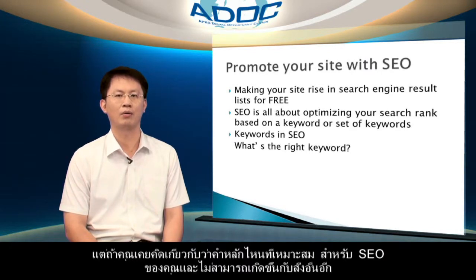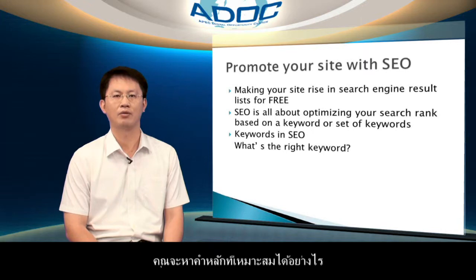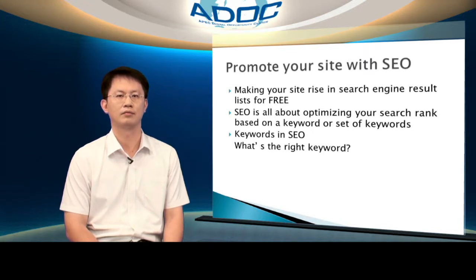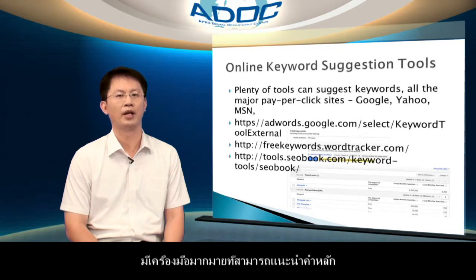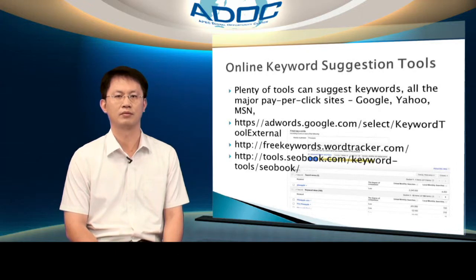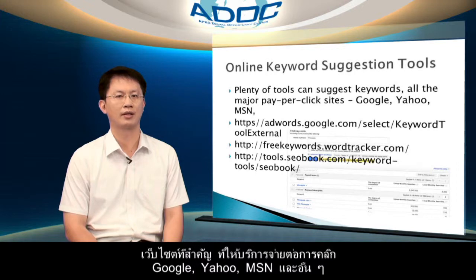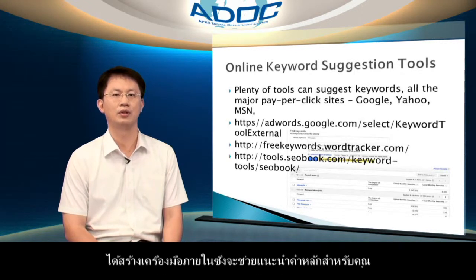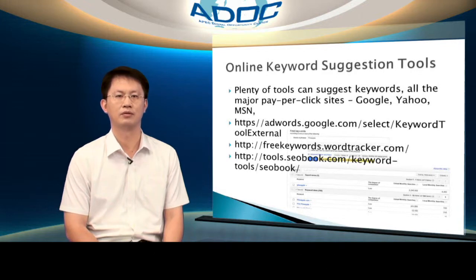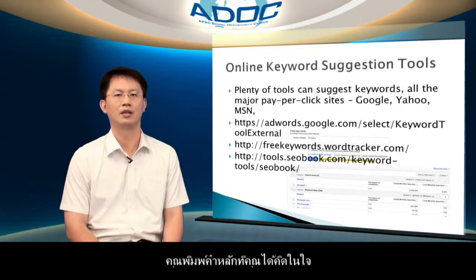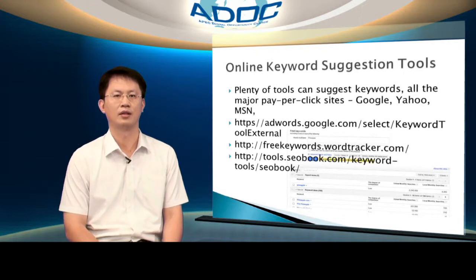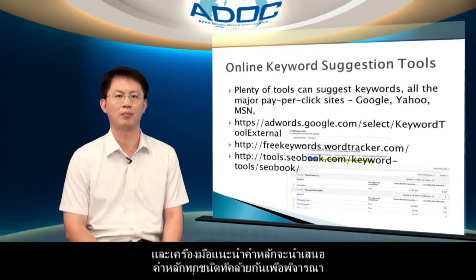But if you have not thought about what the right keywords are for your SEO and can't come up with any, how can you find the right keywords? Plenty of tools can suggest keywords. All the major pay-per-click sites, Google, Yahoo, MSN, and so on, have built-in tools that will suggest keywords for you. You type in the keywords you have in mind, and the keyword suggestion tools come up with all kinds of similar keywords to consider.